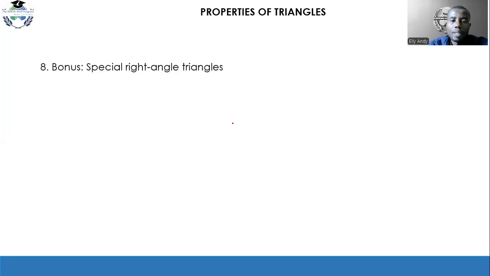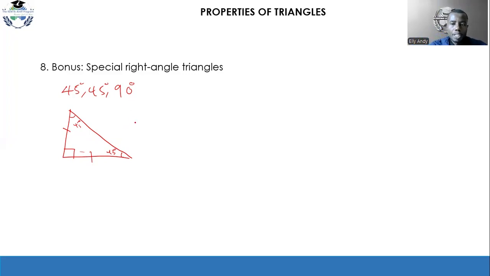Okay, then let's look at a few bonus properties for right-angled triangles. We'll be looking at two right-angled triangles. They are unique properties that other triangles don't share. So we'll start with the 45, 45, 90 triangle. This is an isosceles right-angled triangle, with base and height equal, and here 45, 45.